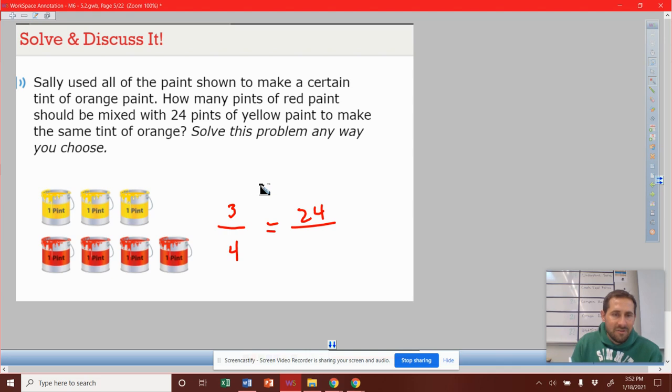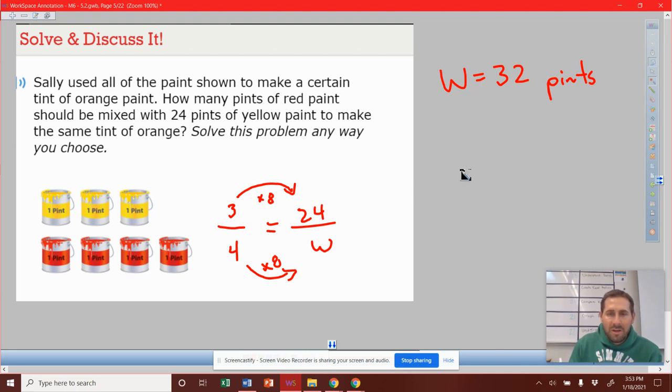So you can ask yourself, what do we multiply by to get to 24? So this is going to be 3 times 8. So down here, what are we going to do to get our missing number? We're going to do 4 times 8, and that gives us our missing number, which would be 32 pints. So 24 over 32 maintains that 3-to-4 ratio.